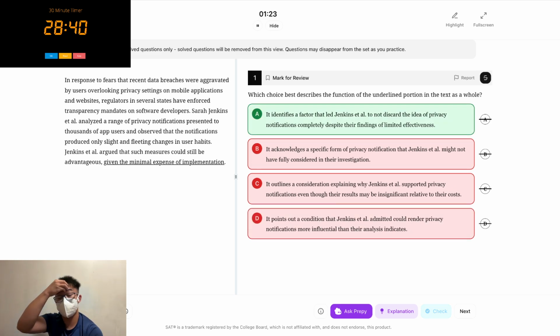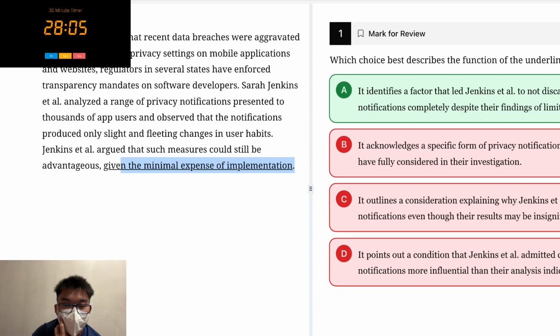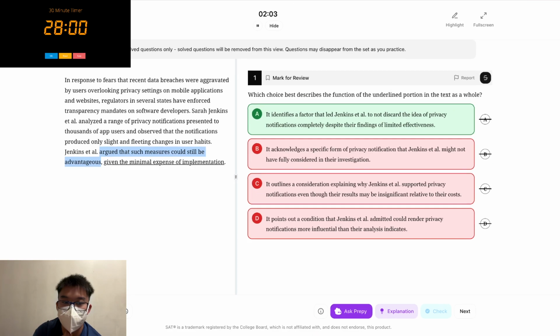Okay, so for this one, I am thinking that since it's talking about the range of privacy present in the app notification, list of silence and changing. Identify the factor does not disregard the idea of privacy notification completely, despite defining a limit. I guess argue that such measurement could still be advantageous. I think that's the key point.